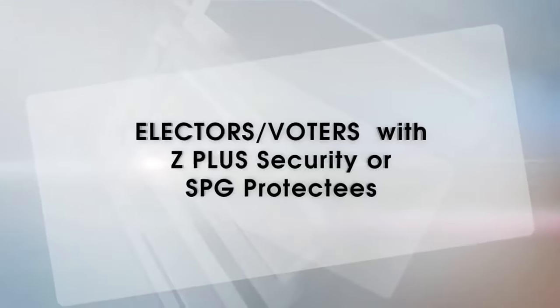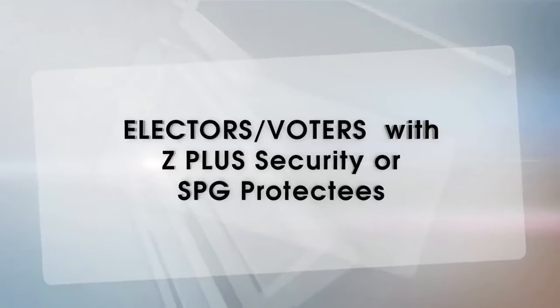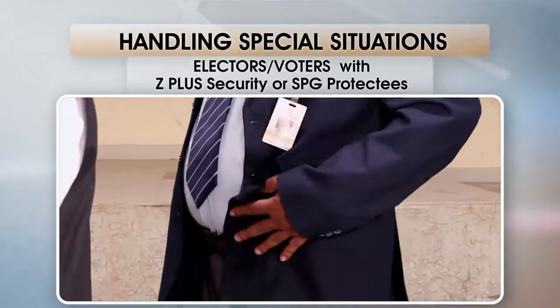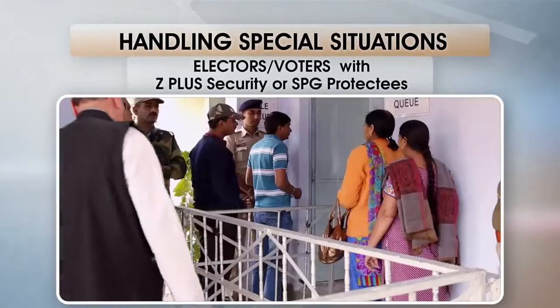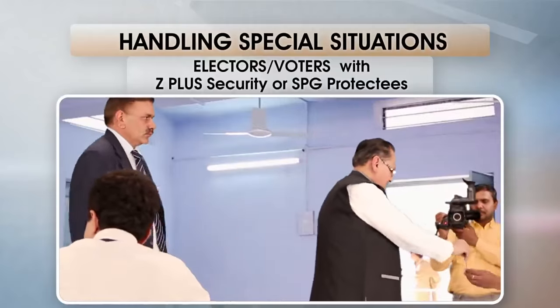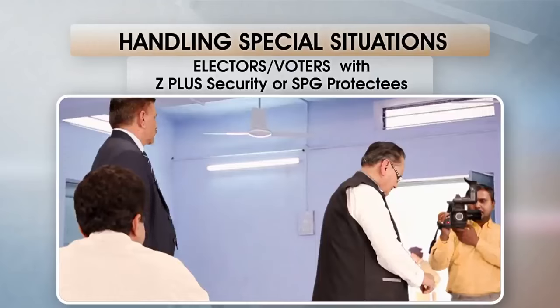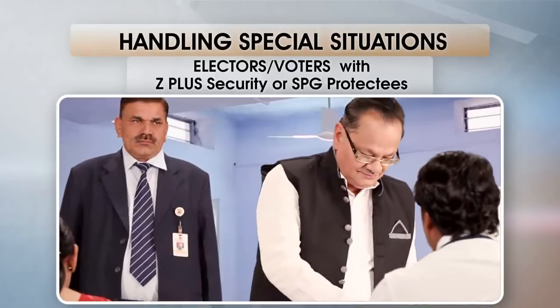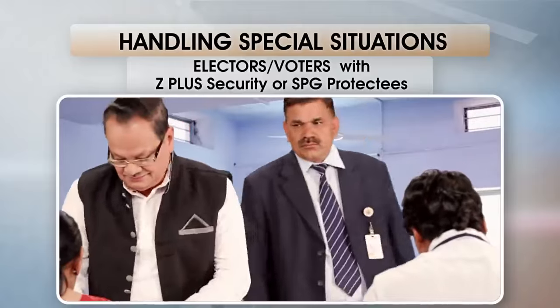Electors, voters with Z+ security or SPG protectees. Security personnel attached to any person are not allowed to enter the polling station except in case a person covered under Z+ security or an SPG protectee, in which case person in plain clothes and with concealed weapon may be allowed to accompany the voter.